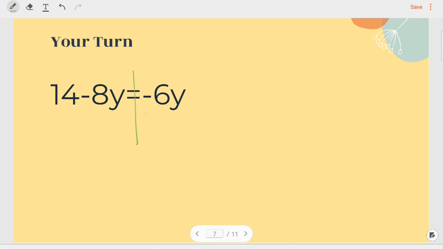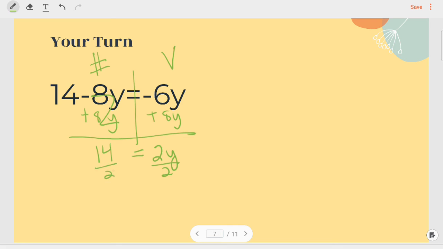Okay, getting started. Since 14 is my only plain old number, this is my number side, this is my variable side. I'm going to add 8y because it is negative. And I'm going to be left with 14 on the right side. That zeroes out, equals negative 6 plus 8 is 2y. And I'm going to divide by 2. 14 divided by 2 is 7. So my final answer is 7 equals y, or y equals 7.